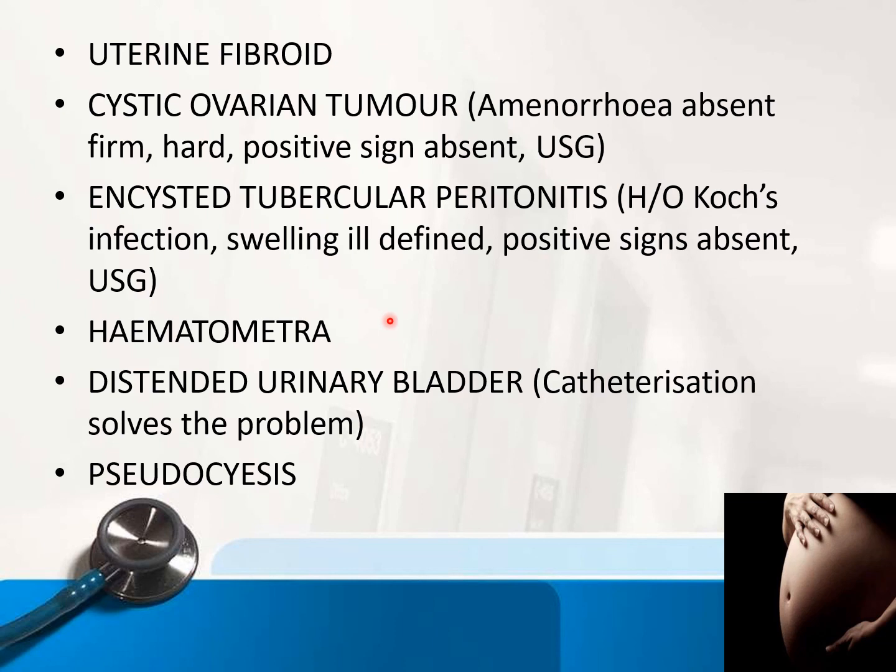And in the case of hematometra, you may mistake it as pregnancy, and if the urinary bladder is distended, sometimes you may think that it's the beginning of the pregnancy, and you can catheterize it and you can solve the problem. And another reason is pseudocyesis, that is false pregnancy. Sometimes the lady may think psychologically that she is pregnant, and because of that psychological process she may miss the periods and she may think that she is having the pregnancy. So these are the main important differential diagnoses.